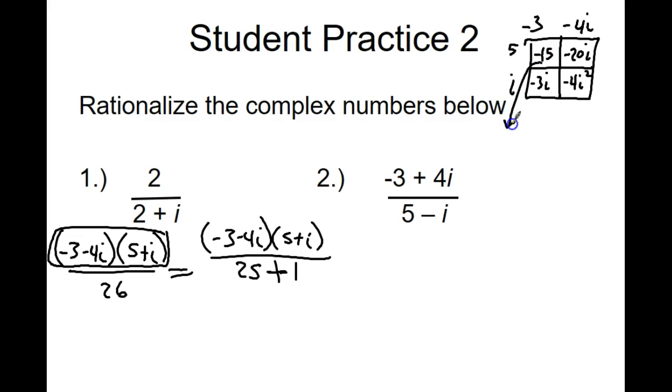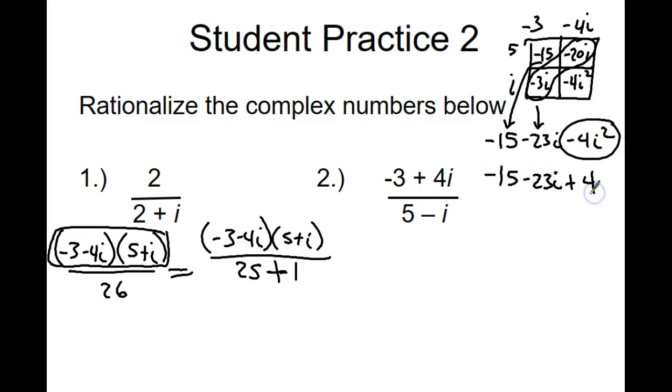So the negative 15 comes out. Negative 3 and negative 20 makes negative 23i. Right? And then this is negative 4i squared. What does this become, you guys? Positive 4. That's right. And then the 4 combines with the what? With 15, which is a negative 11.